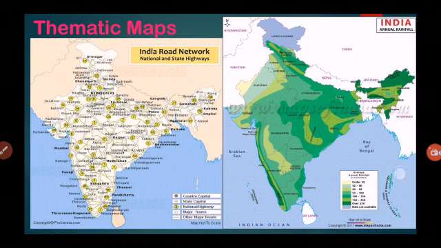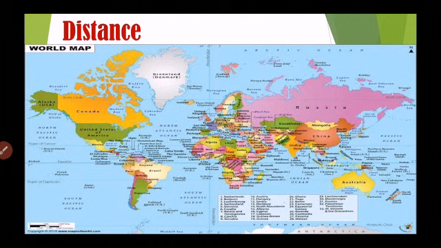Now students, we will study about distance. Maps are drawings which reduce the entire world or a part of it to fit on a sheet of paper. You can see that on the globe we see the whole earth. In the same way, the map also shows us the whole earth, and on a single paper we can see this whole world.